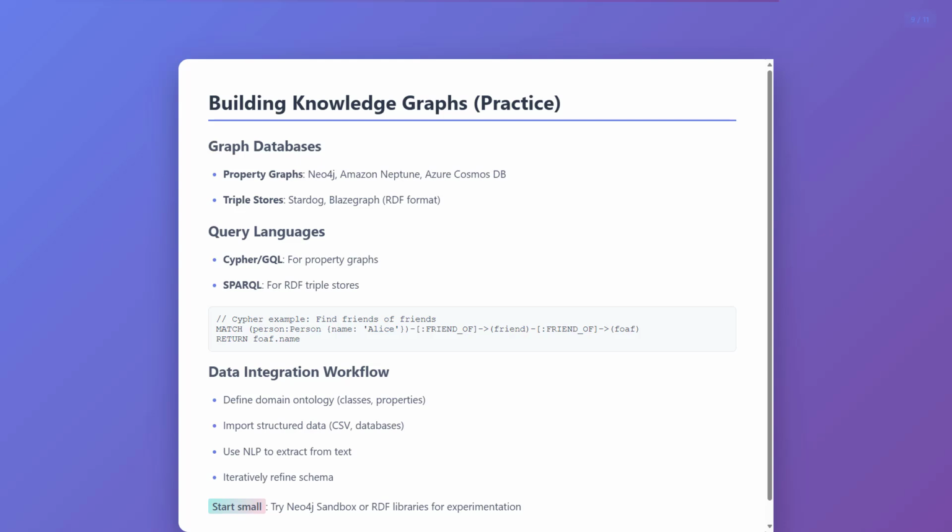Neo4j Sandbox is great for experimentation, and there are excellent NLP libraries like spaCy and Hugging Face that can help with entity extraction.